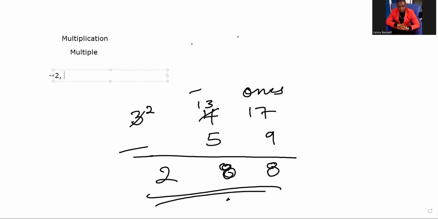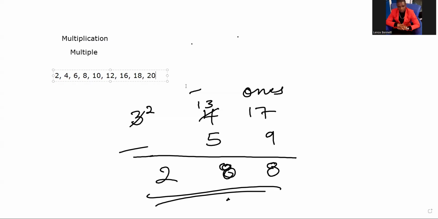So 2 plus 2 is 4. Then we'll add 2 again, but this time we're going to add 2 to the 4. So 4 plus 2, 6. And we'll continue just like that. 6 plus 2, 8. 8 plus 2, 10. 10 plus 2, 12. 12 plus 2, 14. 14 plus 2, 16. 16 plus 2, 18. 18 plus 2, 20.